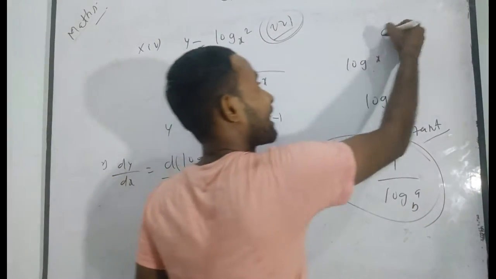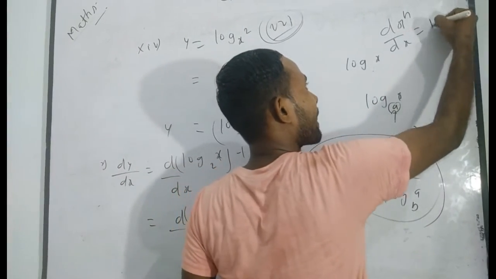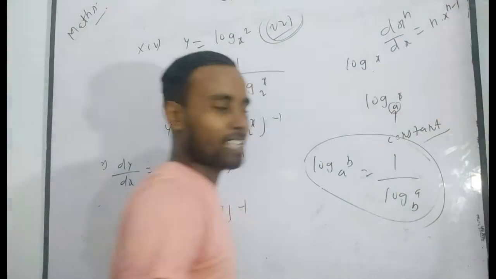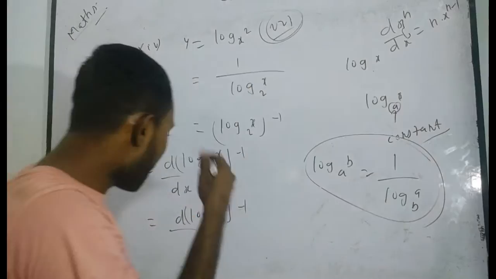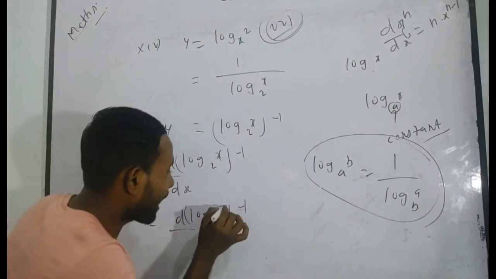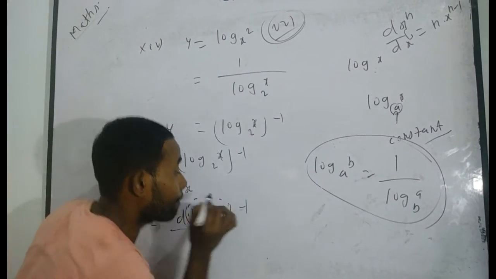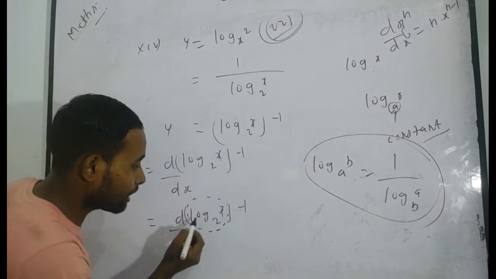If you see the derivative, what form of function does it look at? The derivative of x to the power n with respect to x is n x to the power n minus 1. That means x is taken here. In place of x, what is there? Here, log x to the base 2 is simply a single term that you have to treat as one.